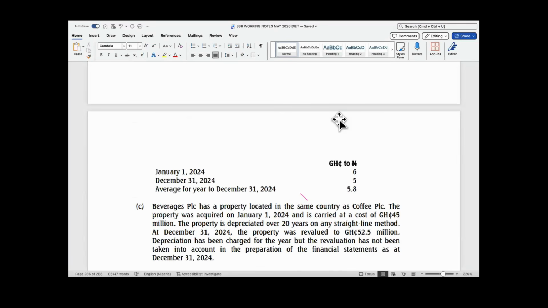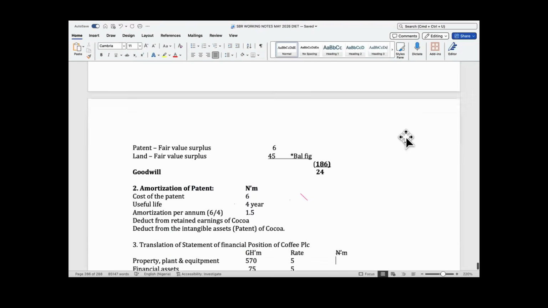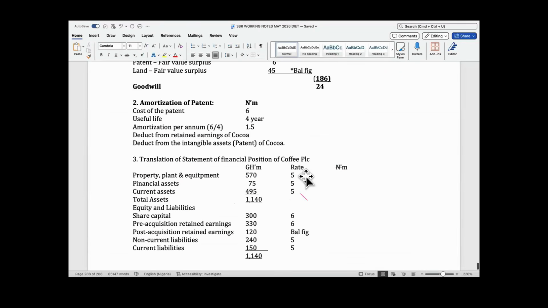You divide. Yes, you divide. Naira has more value. It's 5 Ghana cedis to 1 naira. So to get naira, it will be lower. Naira has more value here. So you're dividing. You need to think about it very well so you don't make mistakes in the exam.